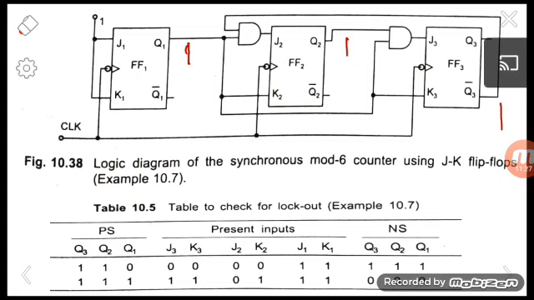And again J2 is 0, K2 is 1. When J2 is 0 and K2 is 1, we know that whatever may be the previous condition, the output will always be 0. That is, Q2 will be 0.